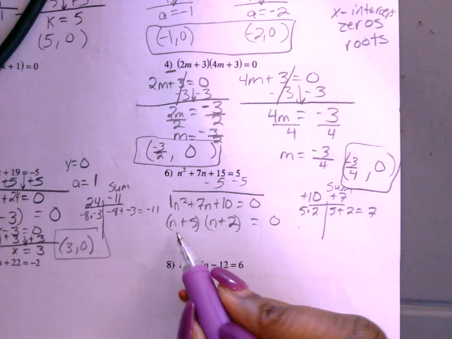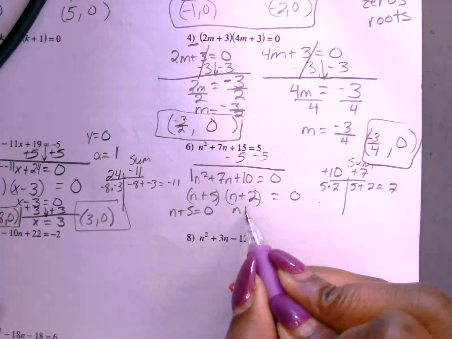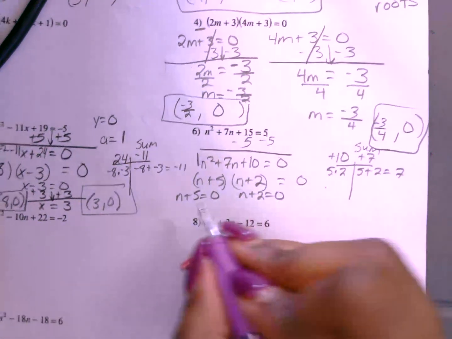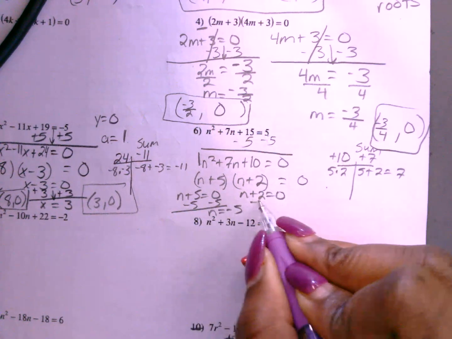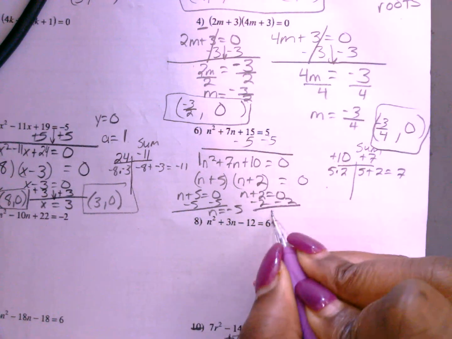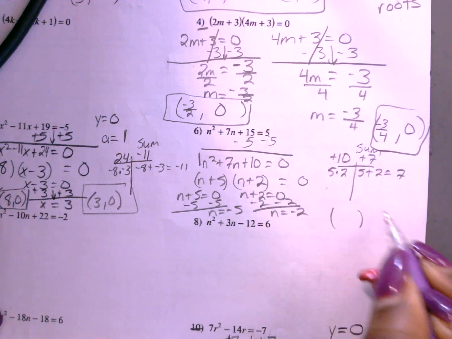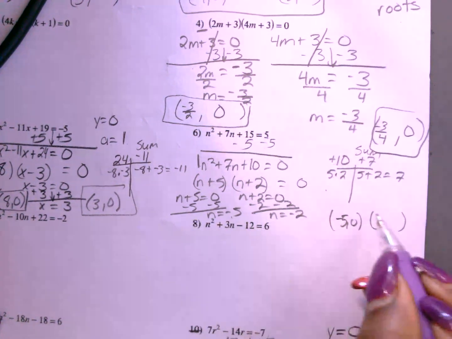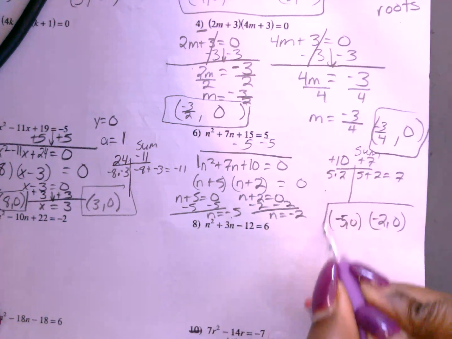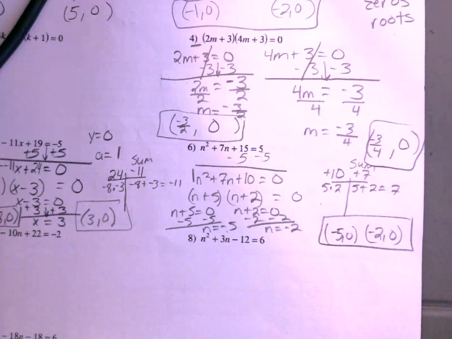Okay? So you're going to set each of these factors equal to 0. This is n plus 5 is equal to 0. This is n plus 2 is equal to 0. So now you're going to subtract 5 here to get n is equal to negative 5, and subtract 2 here to give us n is equal to negative 2. So where does the parabola cross? It crosses in two locations. One is negative 5, comma 0, and the other is negative 2, comma 0. You got it? Make sense? Okay, and that's what you're doing for all of these. Does that make sense? Are you okay?